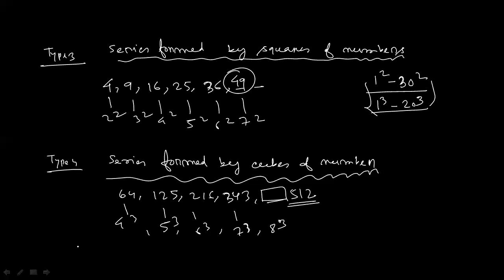Now next, let me take one example again. Suppose this one, 8, 27, 125, 343. You have to find the next one, which will be the next number. Now if you look at the numbers, the series, it will be 2 cube, it is 3 cube, it is 5 cube, it is 7 cube.